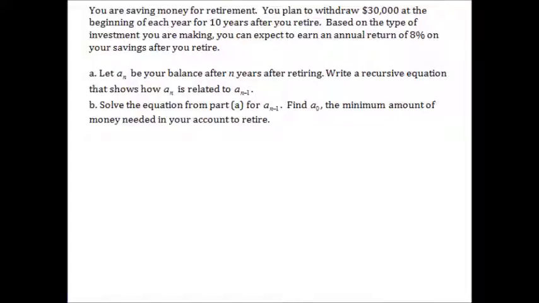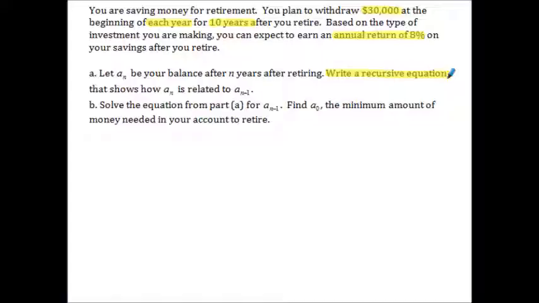In our next example, we're going to work our recursive sequence a little backwards. So here goes. You're saving money for retirement and you plan to withdraw $30,000 at the beginning of each year for 10 years after you retire. Based on the type of investment you're making, you are expecting to earn an annual return of 8% on your savings. Let A sub n be your balance after n years after retiring, and write a recursive equation that shows how A sub n is related to A sub n minus 1.